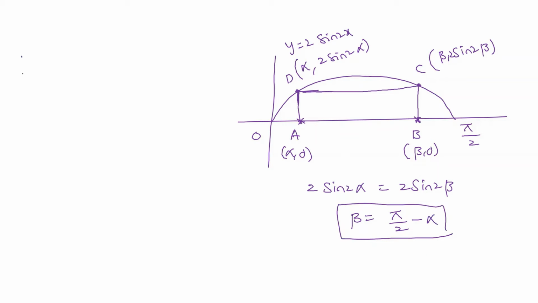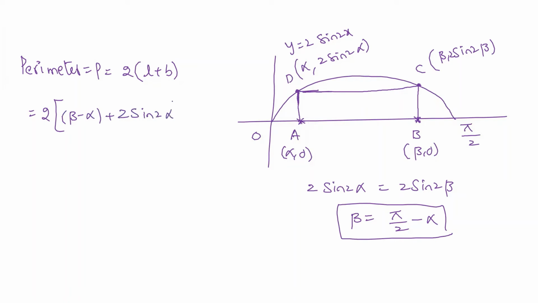Now we need to find out the perimeter. So what will be the perimeter here? So let's call this one P. So that we know is going to be 2 times of L plus B. So which is equal to 2 times of, we are going to get beta minus alpha as the length of one side. And the second side is going to be either AD or BC. Both of them are going to be 2 sine 2 alpha. Or of course, you can take 2 sine 2 beta also, but I'm taking 2 sine 2 alpha. So that is what we got as the perimeter.